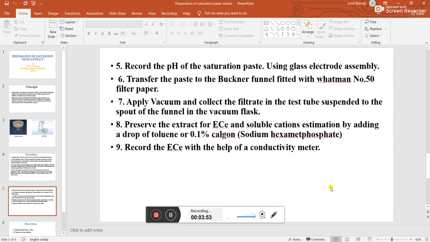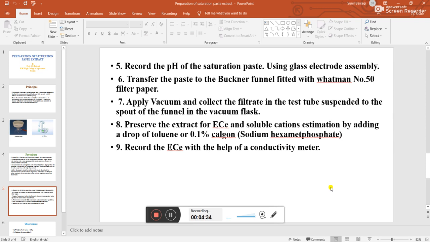Then record the pH of the saturation paste using the glass electrode assembly. As we saw in the above slides, we use the pH meter for recording the pH. Then transfer the paste to the Buchner funnel fitted with Whatman number filter paper. Apply vacuum and collect the filtrate in a test tube suspended under the spout of the funnel in the vacuum flask. Then preserve this extract for the determination of electrical conductivity and soluble cations estimation by adding a drop of toluene or 0.1% Calgon, that is sodium hexametaphosphate. Then record the EC with the help of a conductivity meter.